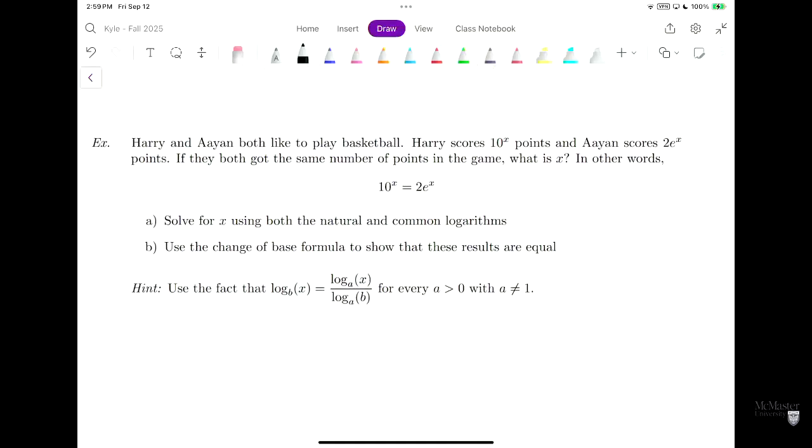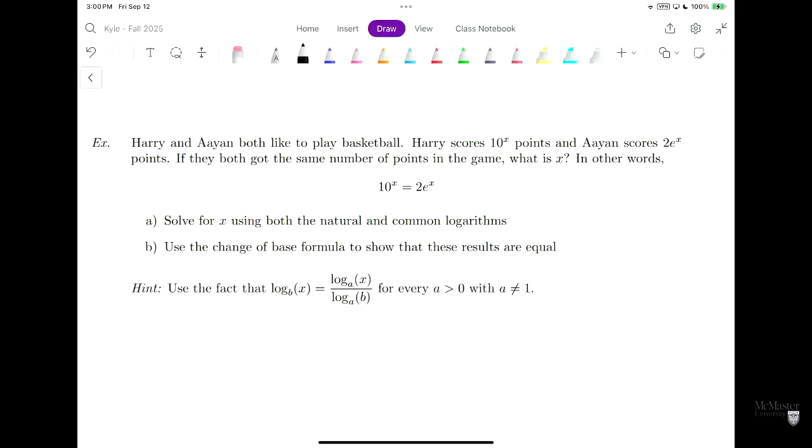So Harry and Ian, are either of you here? Maybe not. Okay, so Harry and Ian both like to play basketball. Harry scores 10 to the x points. Ian scores 2e to the x points. And we're told that they got the same number of points in the game. So the question says, what is x? In other words, let's solve the equation 10 to the x is equal to 2e to the x.